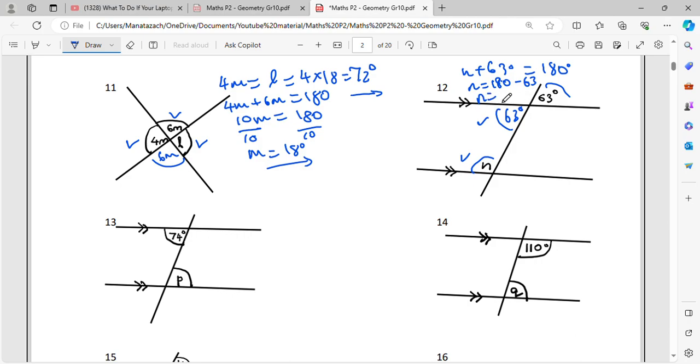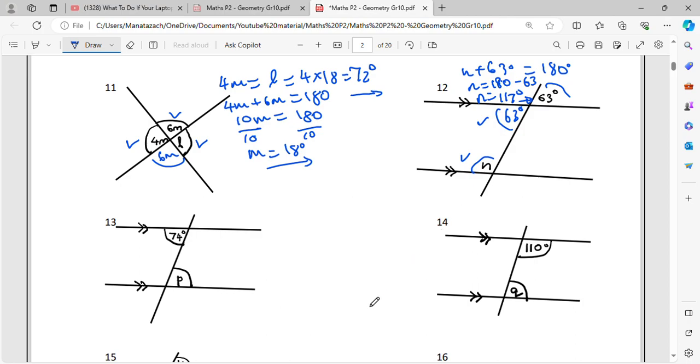That means N is equal to 107. N is equal to 117, I'm sorry. So 117.